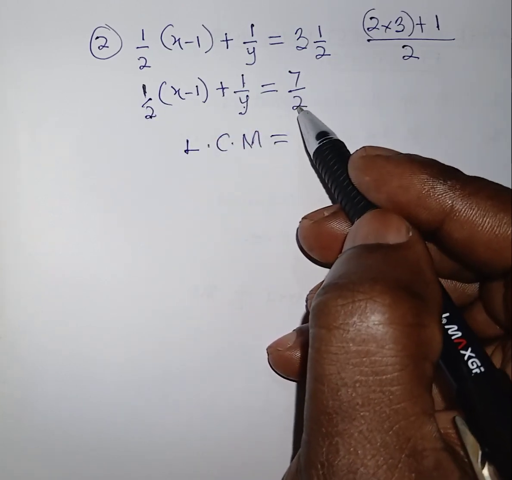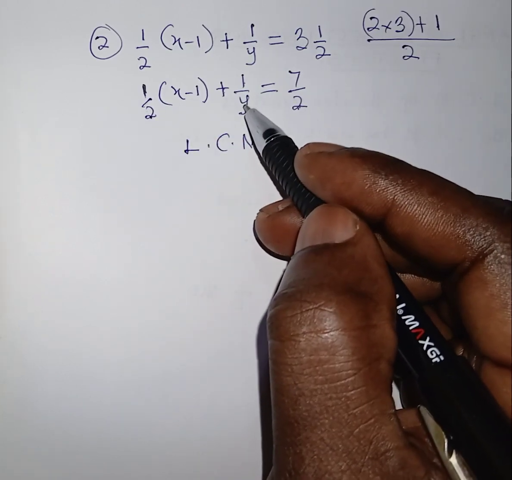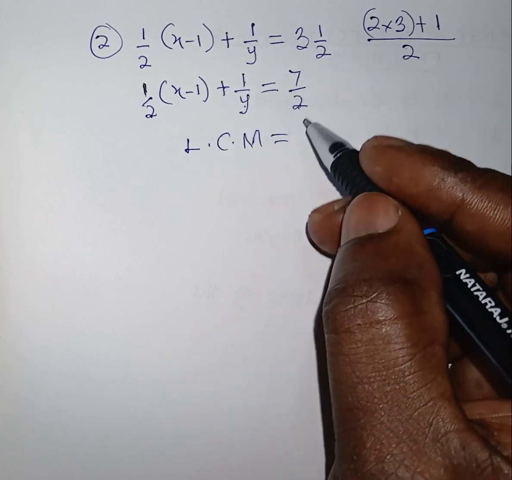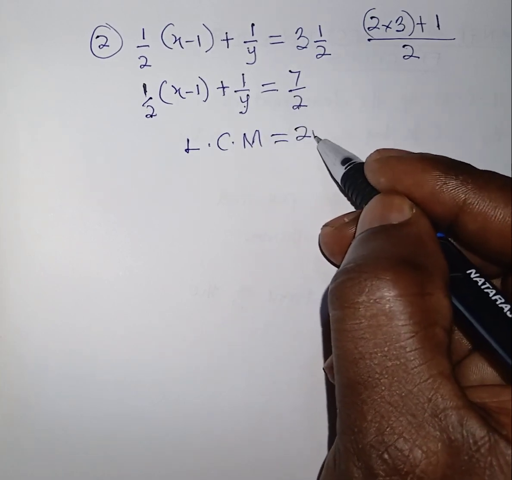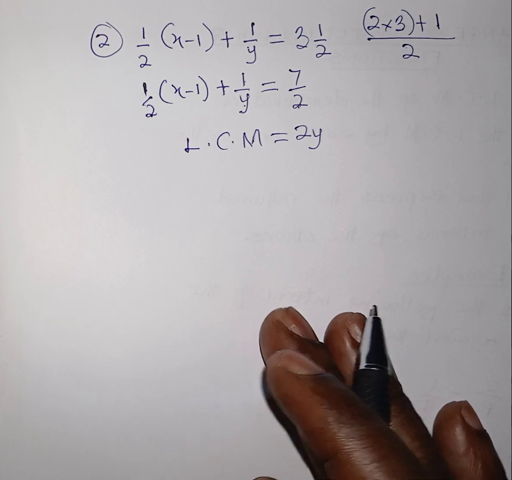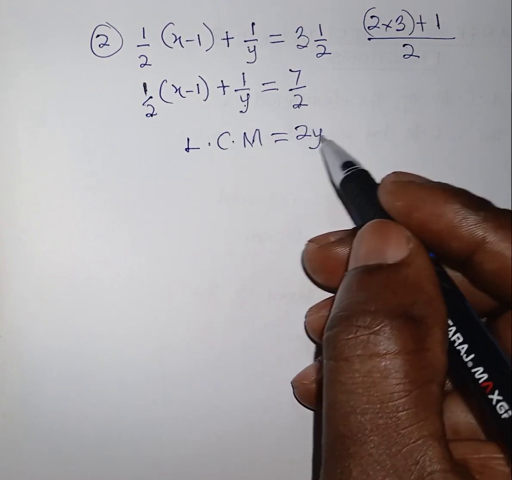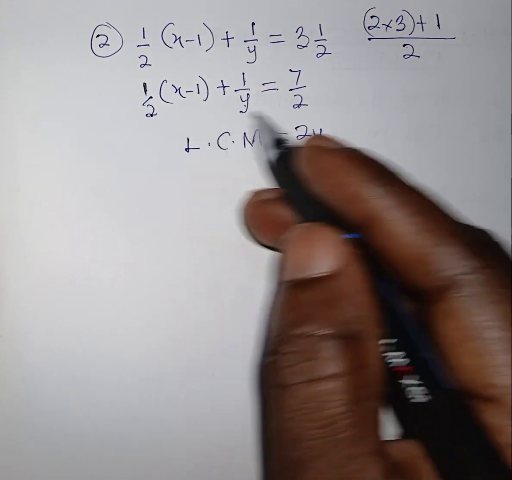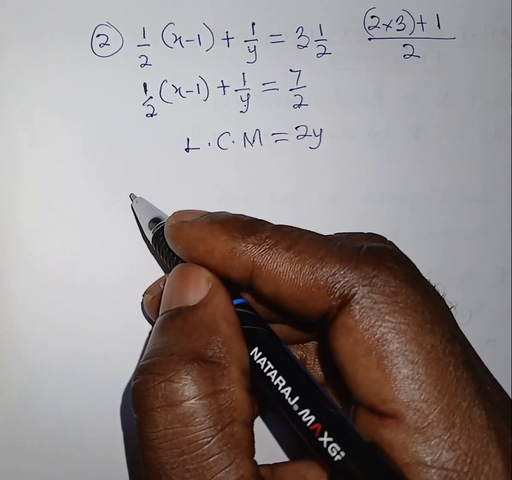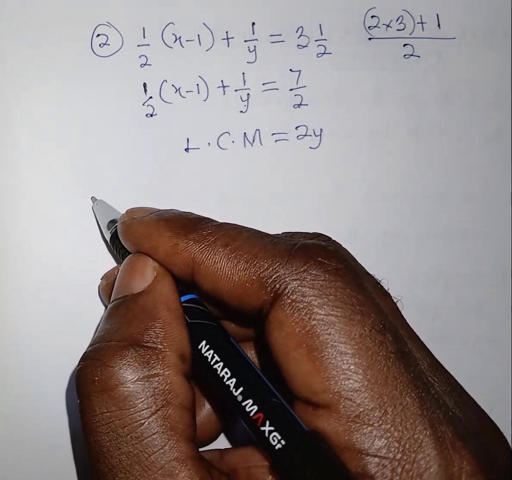So we'll pick one of them and multiply by what is not common. So 2 times y gives us what? 2y, and that becomes our LCM. Once you find that, then you are going to multiply each term by what? The LCM.